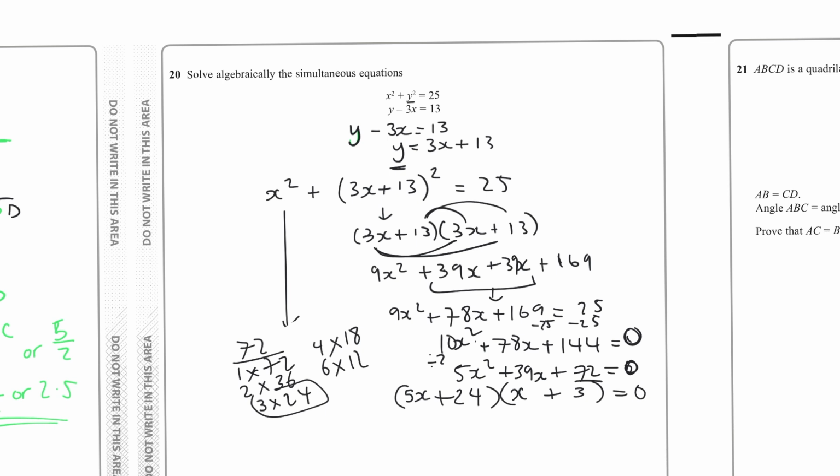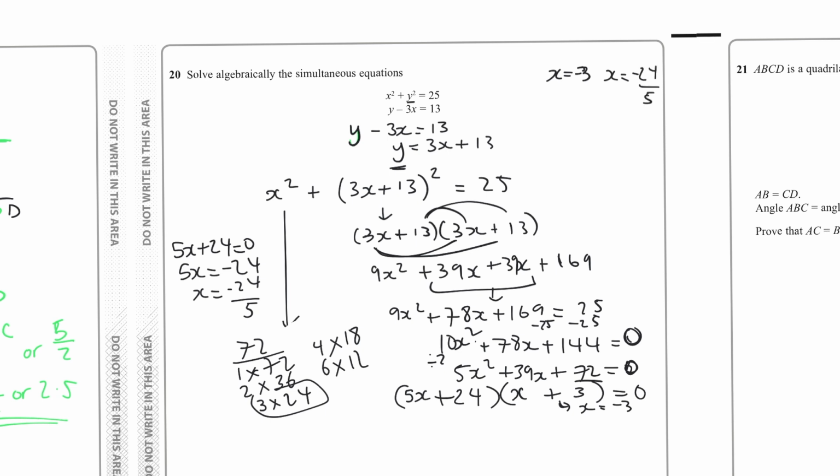Then in terms of working out the two solutions for x, the first one would be x is equal to minus 3, because remember, because our answer is 0, technically the bracket x plus 3 is equal to 0. If we rearrange that, we end up with x is minus 3. And then for the other one, if we have 5x plus 24 is equal to 0, 5x is equal to minus 24, x is equal to minus 24 over 5.